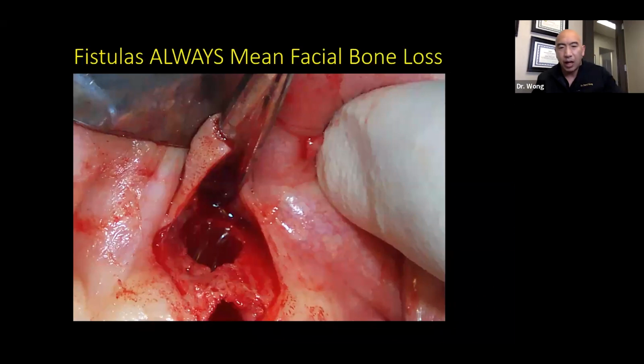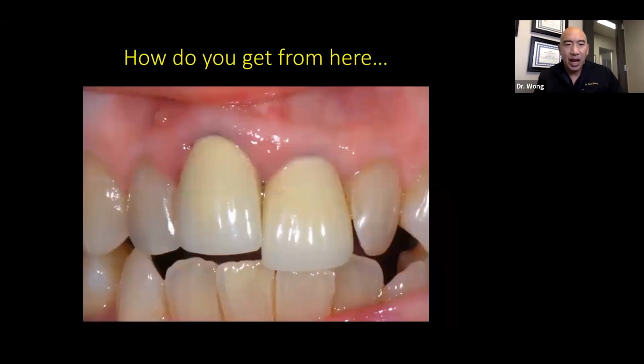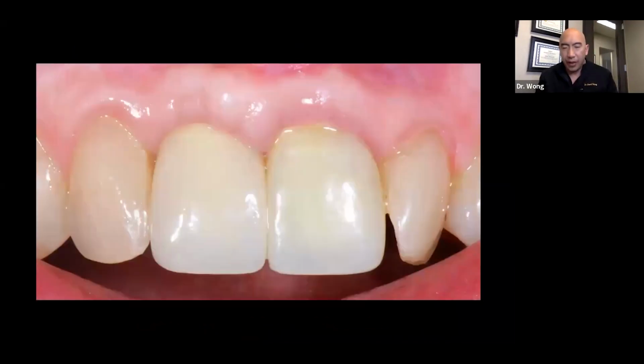So how do you go from there, where if you were to reflect a flap, you would see a fenestration like this right on the labial plate. But if you're not going to reflect a flap, how do you go from here to there, with your implant and everything? How did you build that soft tissue?